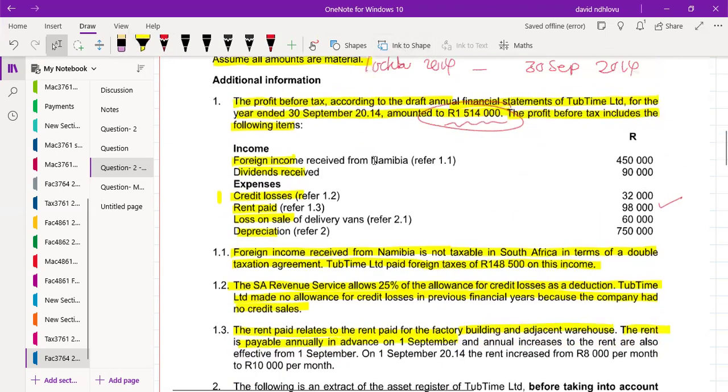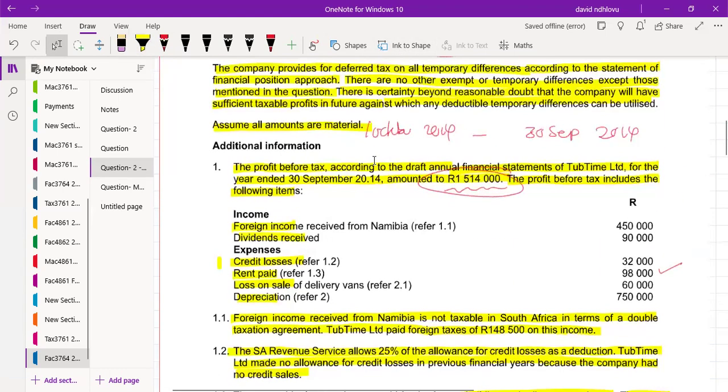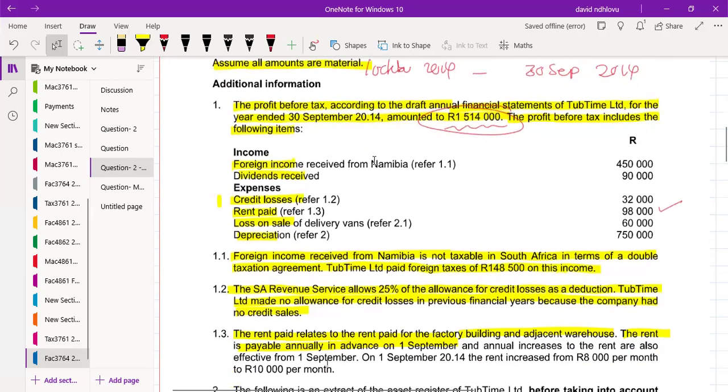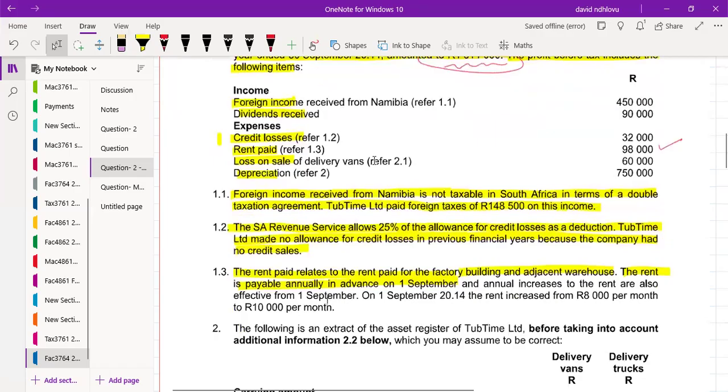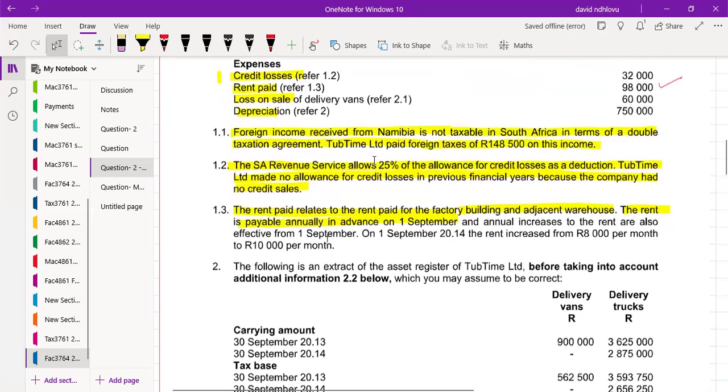Right, so our year is ending on 30 September, which means our year starts on 1 October, but the rent is payable on 1 September, and annual increases to the rent are effective from 1 September. On 1 September 2014, the rent increased from 8,000 to 10,000 per month.